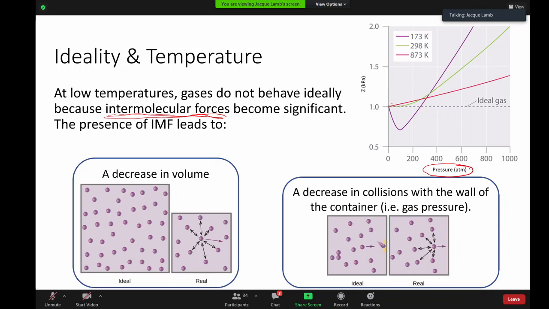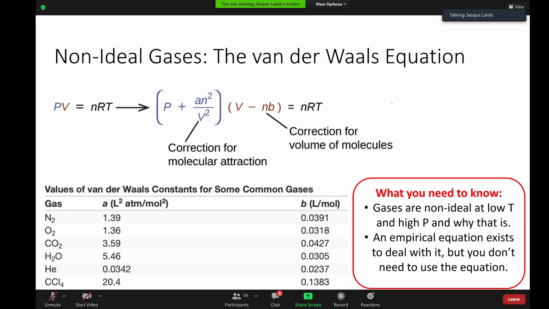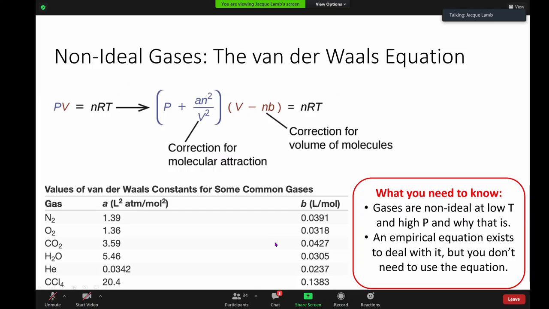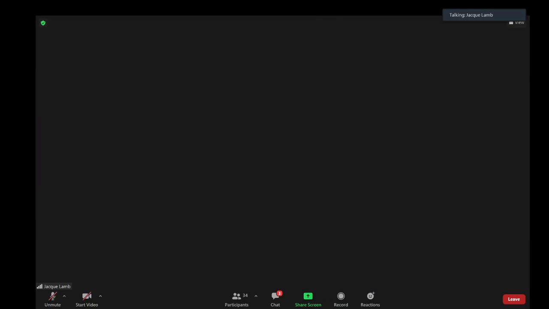So I think that's it. We can talk about the van der Waals equation next time, and the rest of those are practice problems. So we will stop sharing. Any questions before I send you to do your quiz?